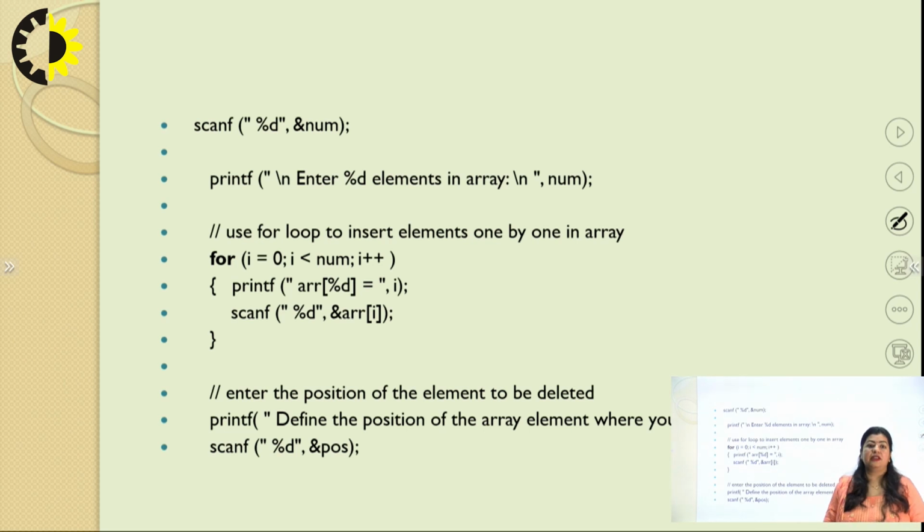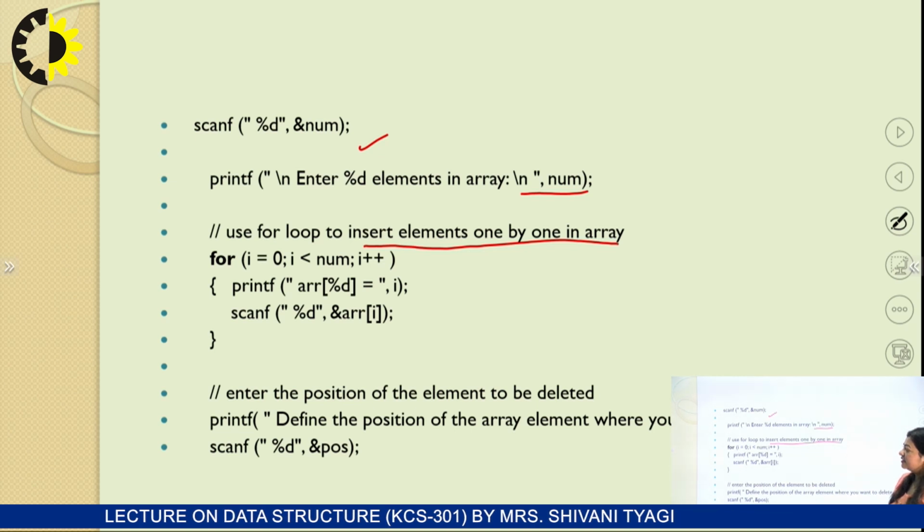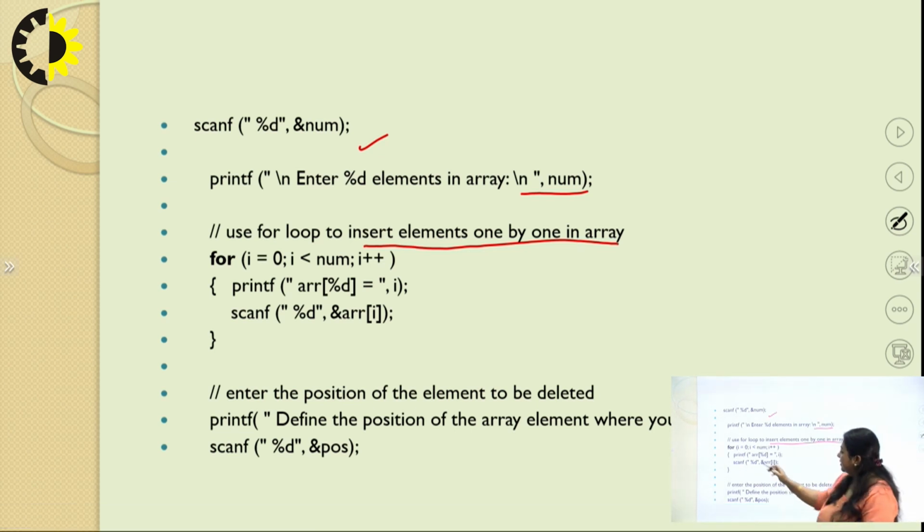We have the different elements with the size, and first print the different elements. Here scan %d, the end of the number value, and print the elements for inserting elements one by one in the array. So here we are inserting the elements of the array one by one: i equals 0, i less than num, i plus plus, and then print the value and scan.